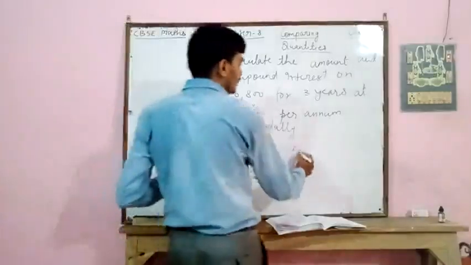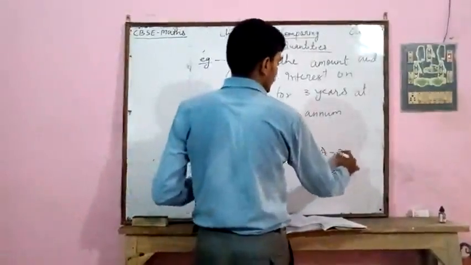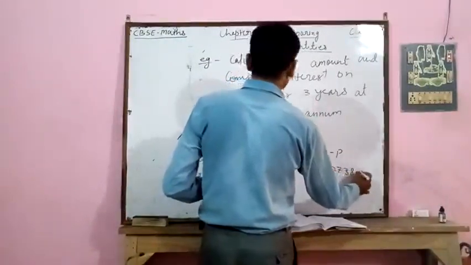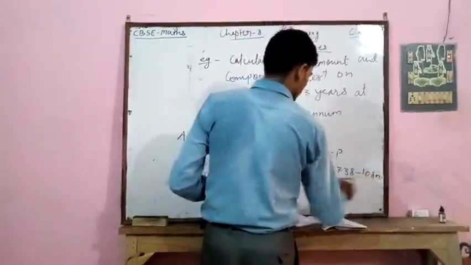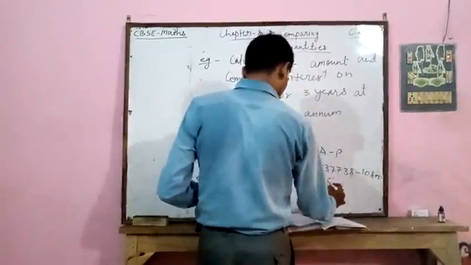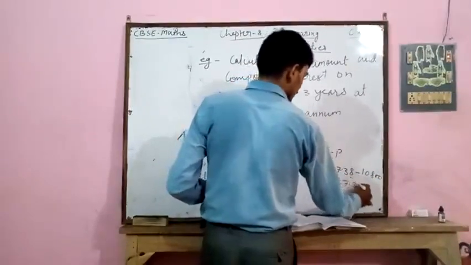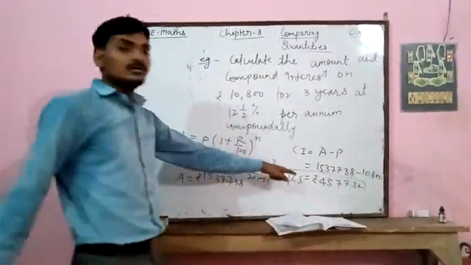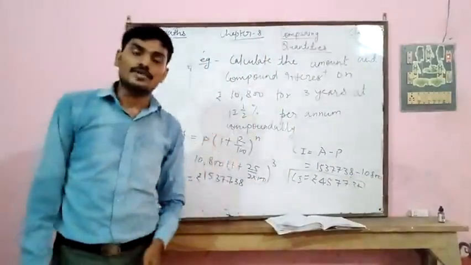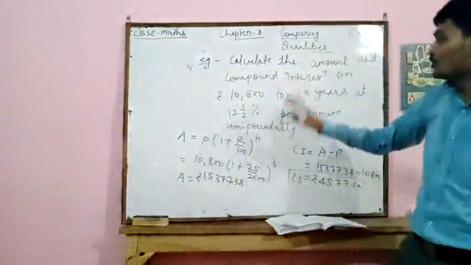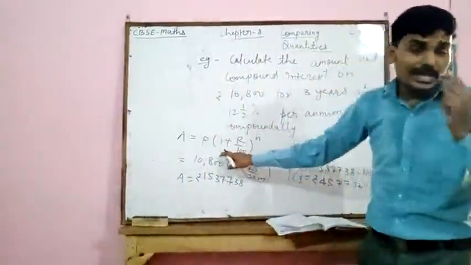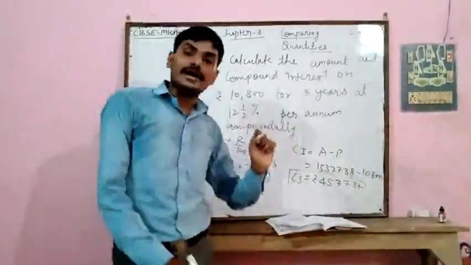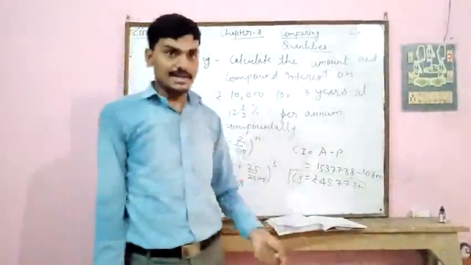Now what is the compound interest? Compound interest is A minus P. That is 15,377.34 minus 10,800. So this will be 4,577.34 rupees. So this is the compound interest on 10,800 rupees. This is the formula to find the total amount after n years, and this is the formula to find the compound interest.